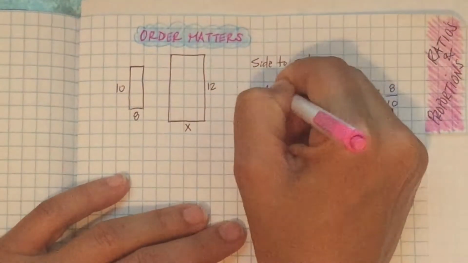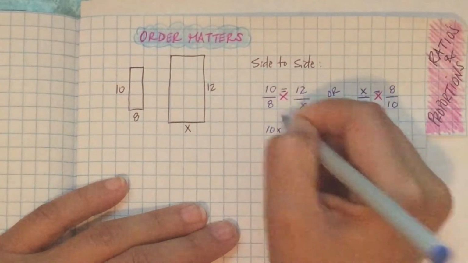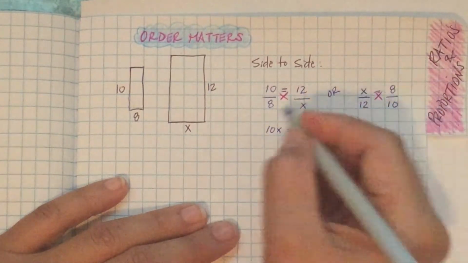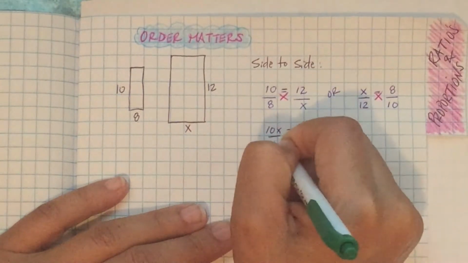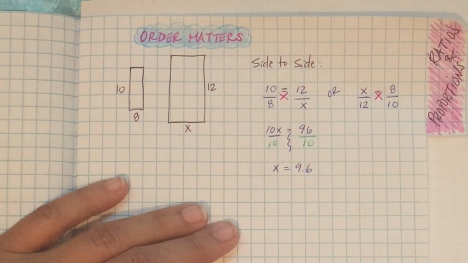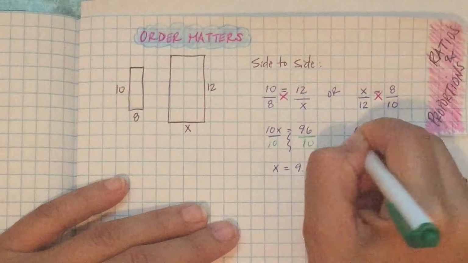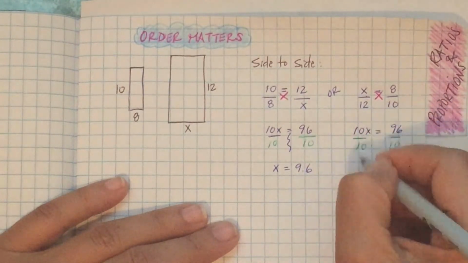After you do that, all you have to do is cross multiply. So 10 times X equals 8 times 12, which is 96. Divide both sides by 10. You're going to get X is equal to 9.6. Alright, let's do it the other way to prove that it doesn't matter how you set it up as long as the order is the same. So 10 times X, 12 times 8 is 96. Divide both sides by 10. Again, you still get 9.6.